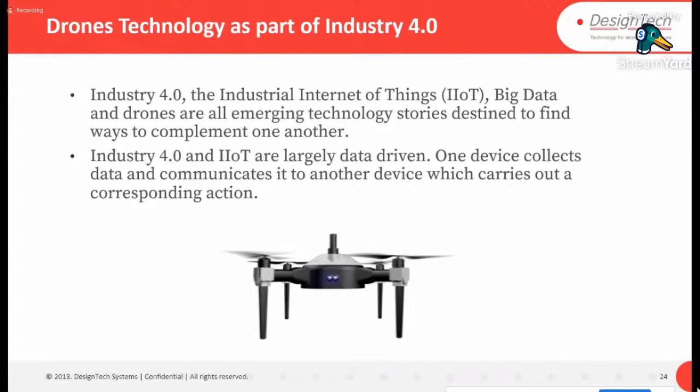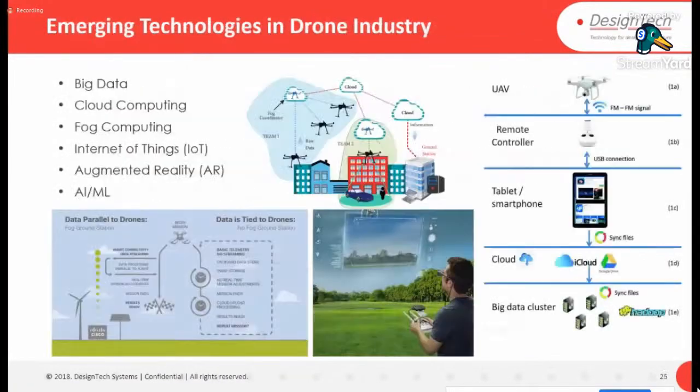Now, coming into the aspects of wearing your design thinking hat. What are the different problems a drone can actually solve? There are multiple problems a drone can actually solve. But before that, you also need to understand what is the technology which goes into the drone. Drones basically cover IoT, big data, image processing, and much more apart from that. The technologies emerging on the drone side are big data, cloud computing, fog computing, IoT, augmented reality, AI, and ML. That's how the whole technology aspect is coming into the drone.